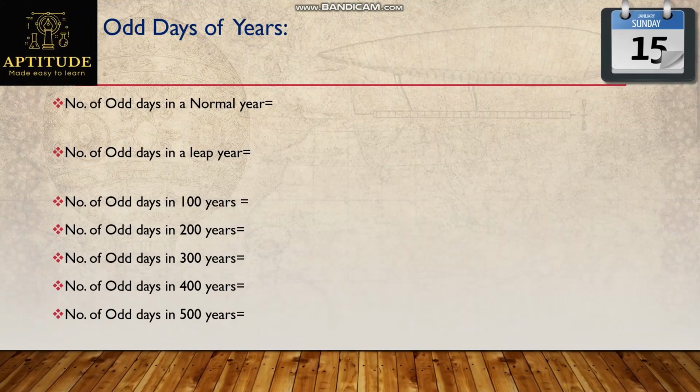Yeah, odd days of years. So how many days are there in a normal year? Before going to odd days, let's see these basics. A normal year means a general year other than a leap year. We know a normal year will have 365 days. And a leap year means it will be 366 days. Just one day will be extra.